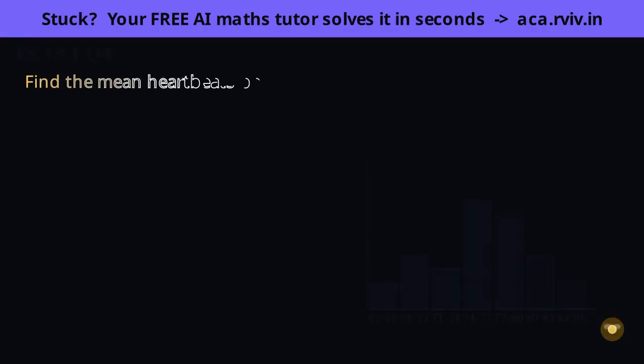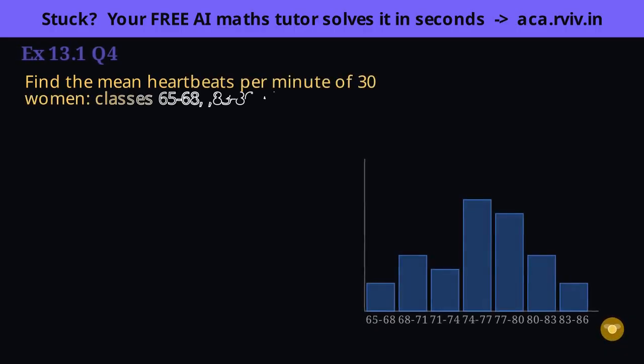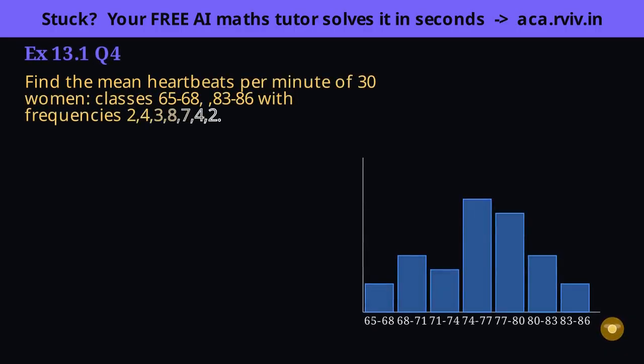Step deviation shines here because the width is a tidy, constant 3. The classes all have width 3, so step deviation will divide out neatly and keep the u_i as whole numbers. Find the class marks first, 66.5, 69.5, on up to 84.5. Choose the assumed mean at a middle class mark, 75.5, with width 3.